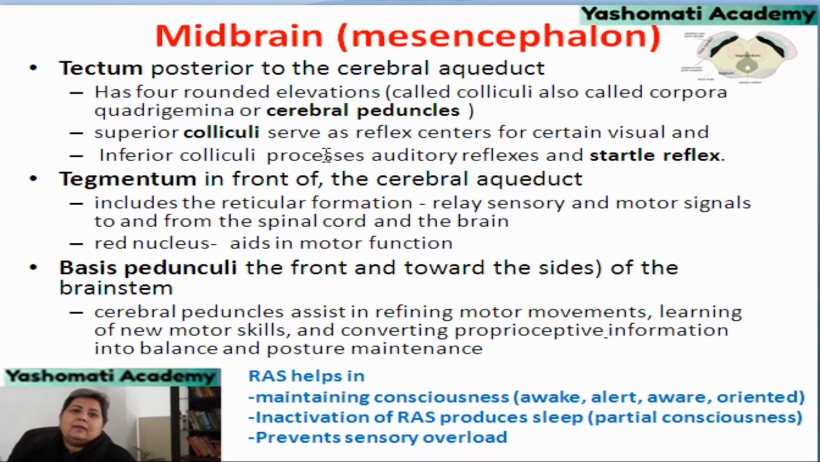Another very important function of the inferior colliculi is that it processes auditory reflexes. When we hear some sudden sound, we get startled, and when an infant listens to a sudden sound, he tries to curl his body and bring his limbs near to his chest, as if he is trying to protect his vulnerable parts. This type of reflex action is called the startle reflex.